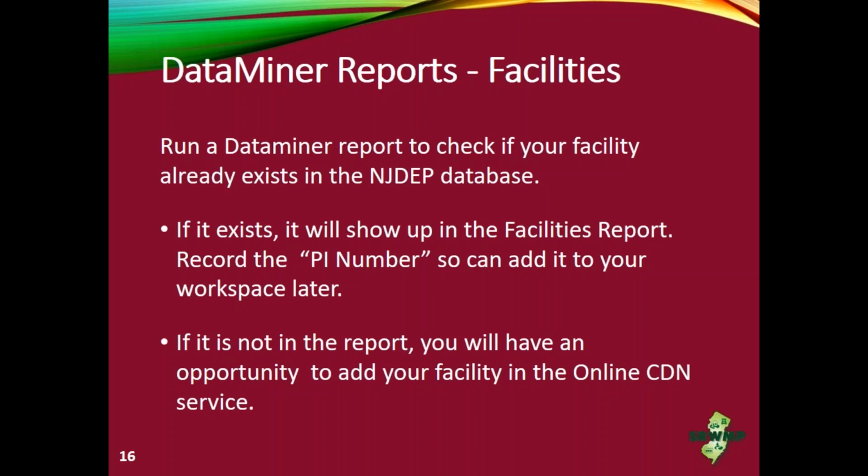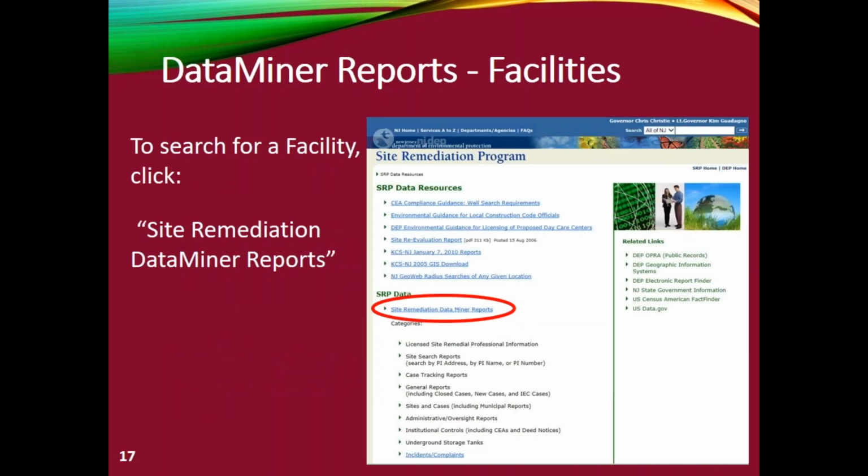So we're going to run a DataMiner report to check if the facility exists in the DEP database. If it exists, it'll show up in the facilities report, and you'll record the PI number so you can add it to DEP Online later in your workspace. If it's not in the report, the facility doesn't exist, then you can add it during the CDN service, but it's typing in all the facility information. Next. So back into DataMiner, we're going to click on the Site Remediation DataMiner Reports section.